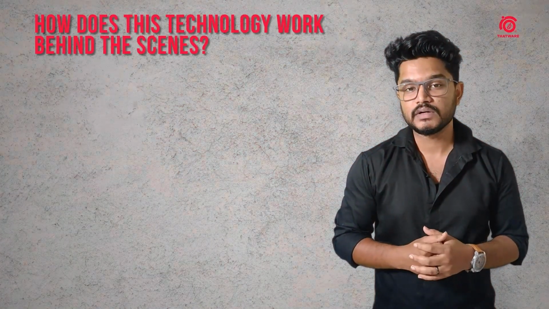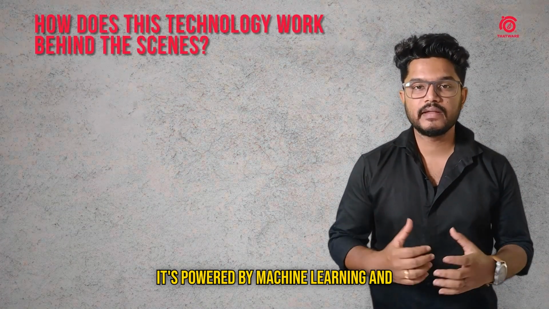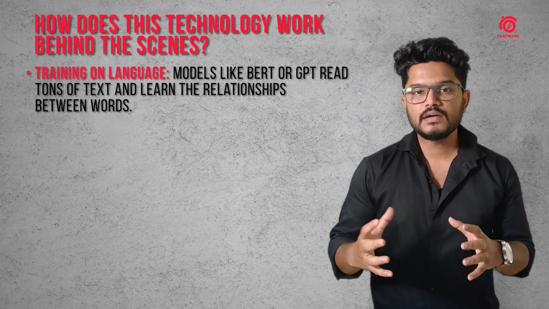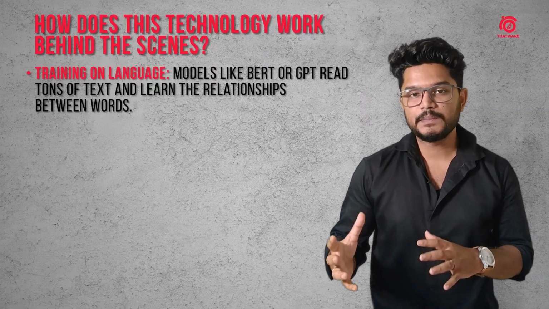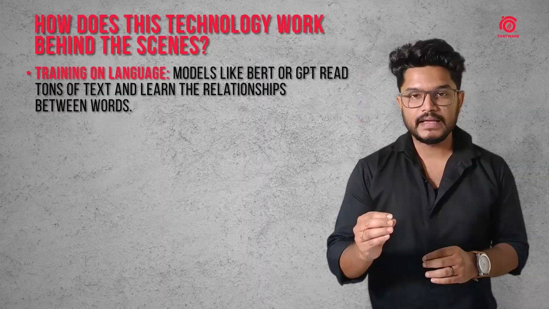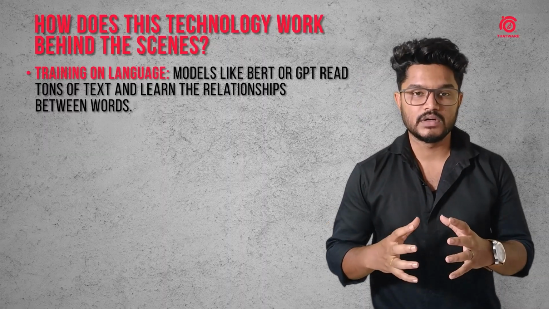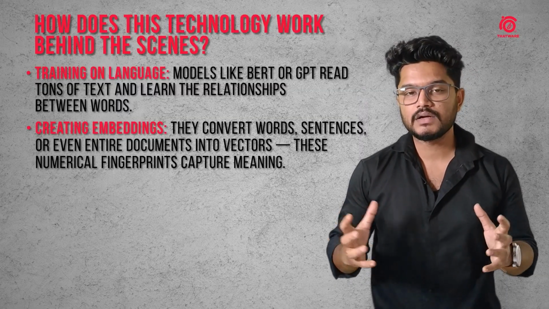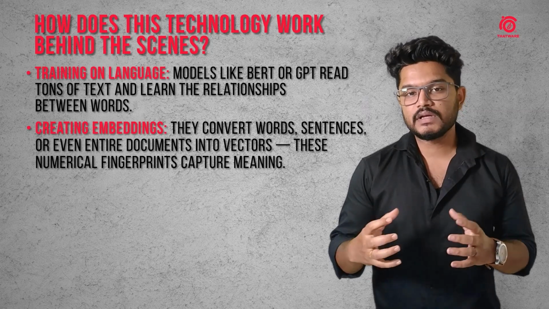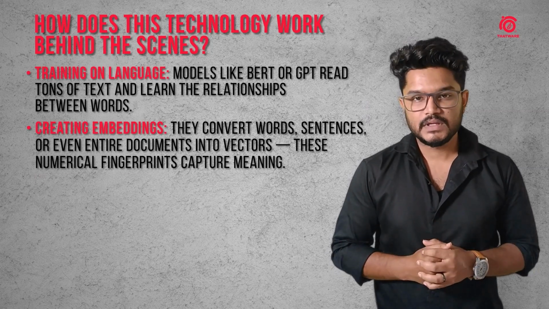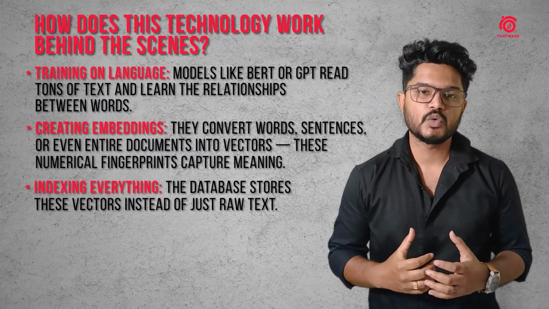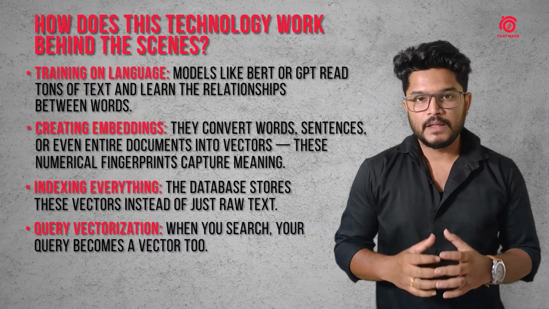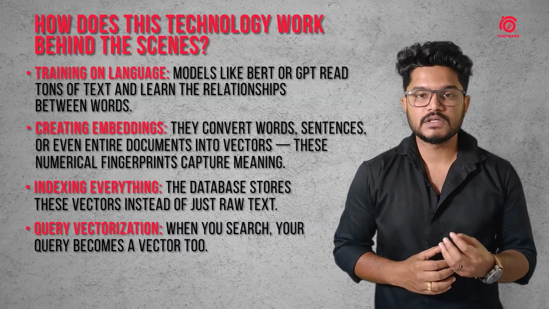How does this technology work behind the scenes? It's powered by machine learning and natural language processing. Here's the simplified version. Training on language: models like BERT or GPT read tons of text and learn the relationships between words. Creating embeddings: they convert words, sentences, or even entire documents into vectors. These numerical fingerprints capture meaning. Indexing everything: the database stores these vectors instead of just raw text. Query vectorization: when you search, your query becomes a vector too.